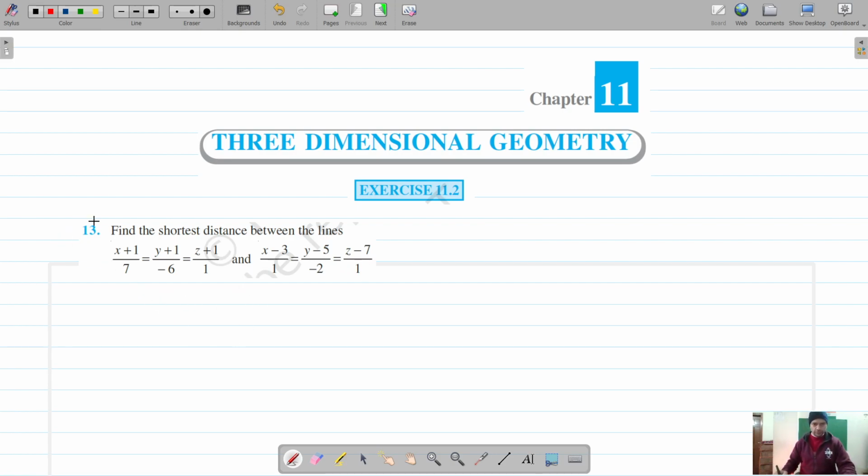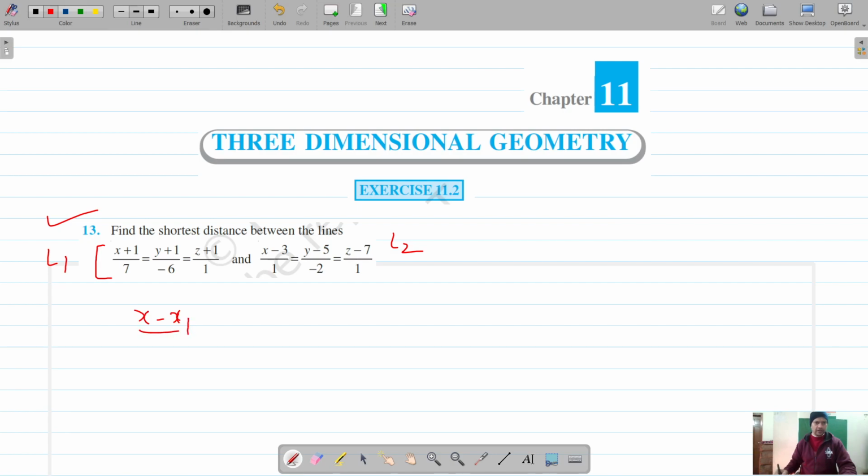Okay, so coming on to question number 13, we have to find the shortest distance between these lines. This is line 1, this is line 2, and we have the Cartesian equations of the lines.